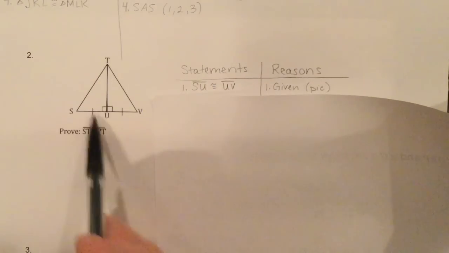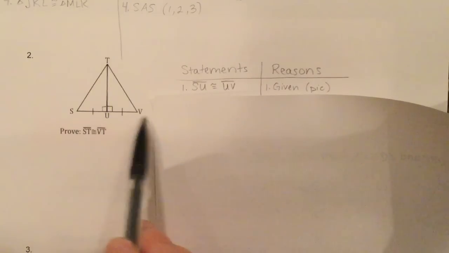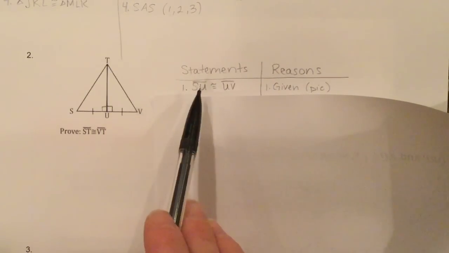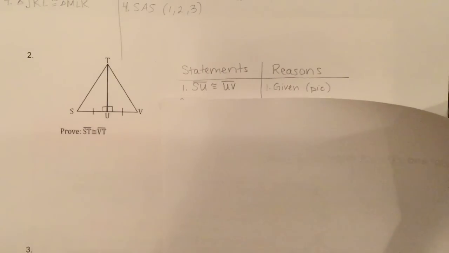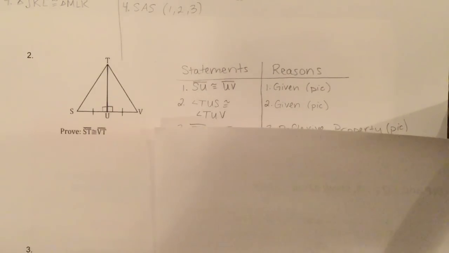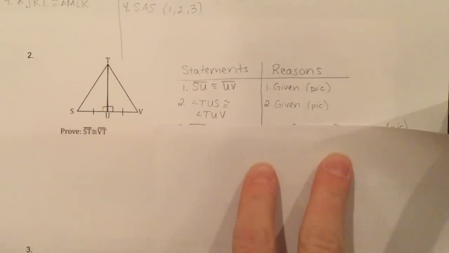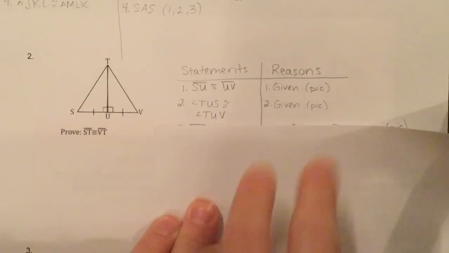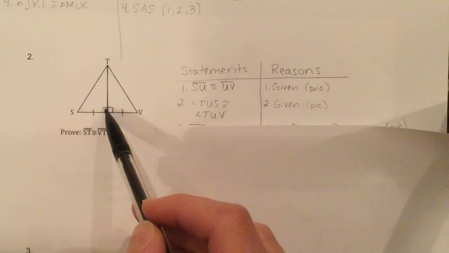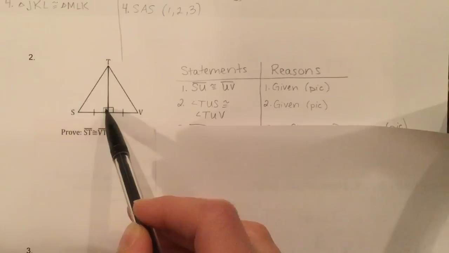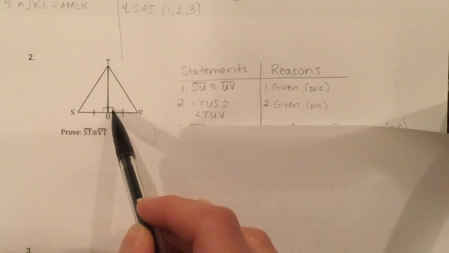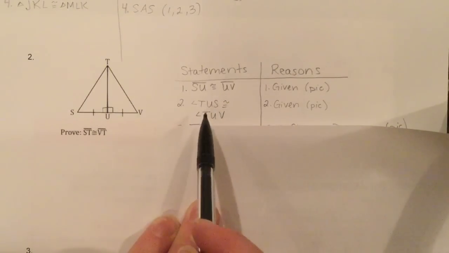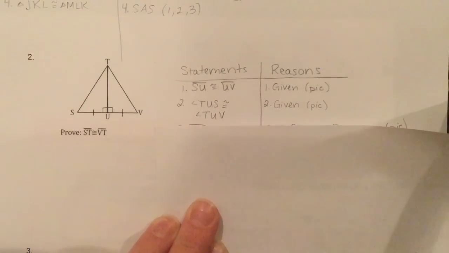My first given: SU is congruent to UV. I see that from my picture. So statement: SU is congruent to UV. My reason is given, and that information is from my picture. The next thing I see in my picture is that angle TUS, located here, is congruent to angle TUV, located right here. Those two are both 90 degrees, but that also means they're congruent to each other. So I went straight to the two angles being congruent. That's a given from the picture.